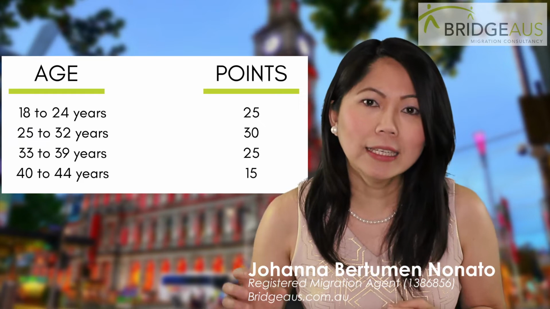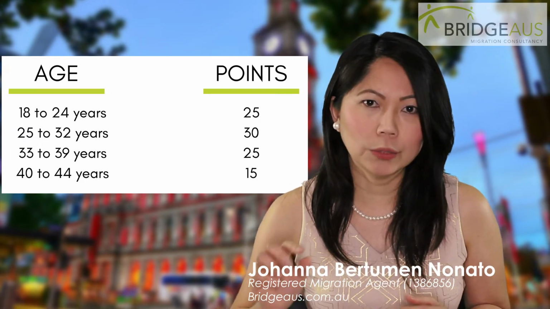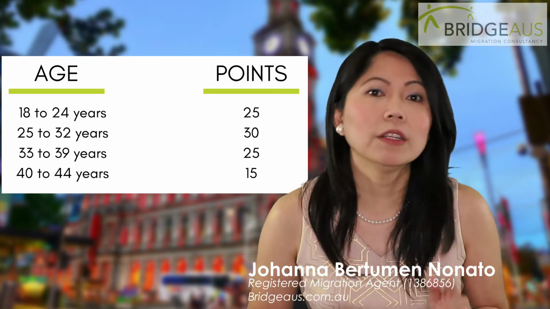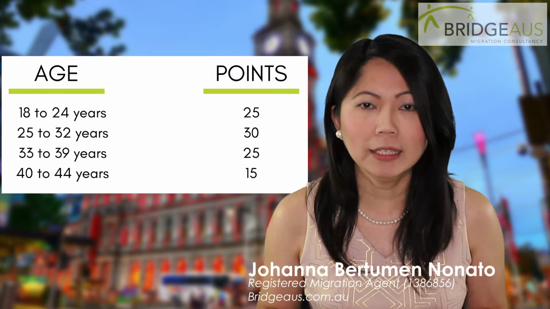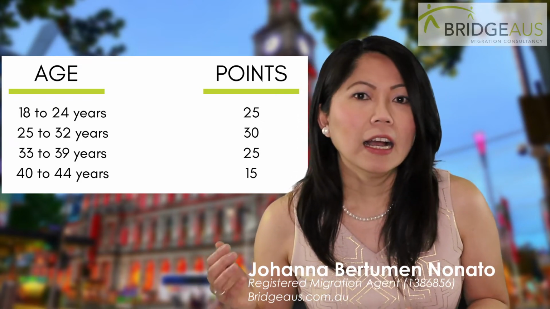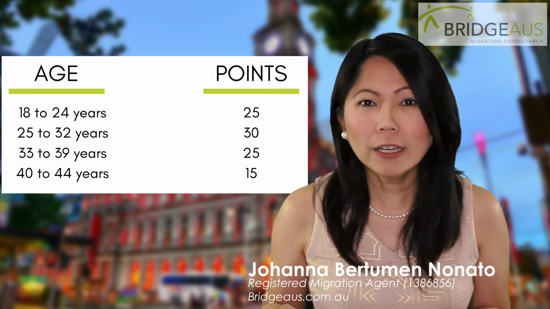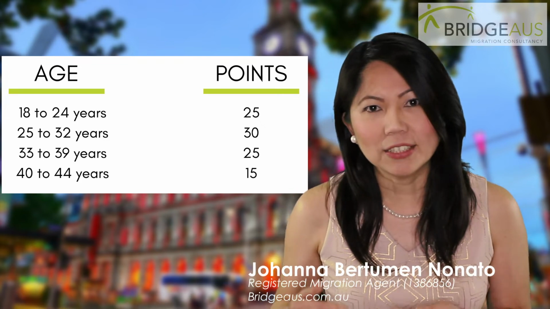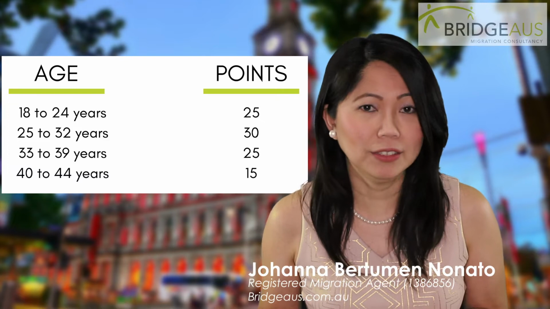So as you can see, the 30 points is the sweet spot, from 25 years old to 32. When you turn 33 and before you become 40, it becomes 25 points again. All right, at 40, it's lesser, it's 15 points. If you notice, at 45, it's 0.